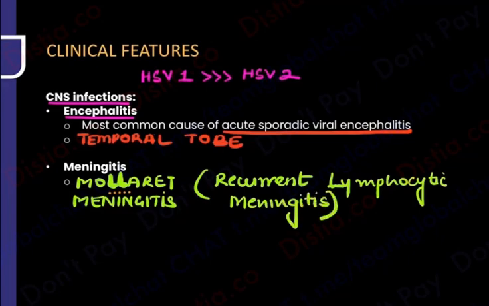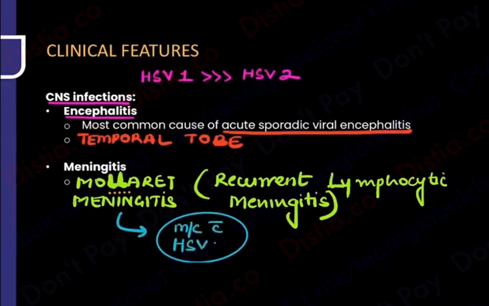So now this, you will say it is meningitis, so ma'am anything above the waist is more common with HSV1, but that's the trick. This is more commonly seen with HSV2. That is what I want you to know as a catch. So remember, Mollaret meningitis, which is lymphocytic meningitis, is more common with HSV2. Let's move on to the next one.